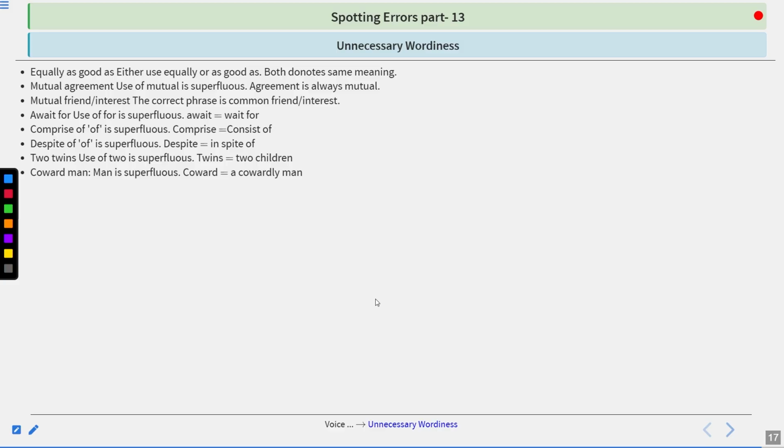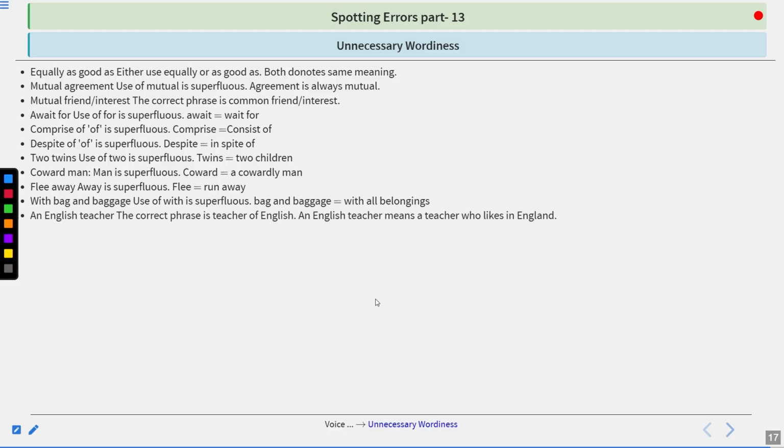Coward man. Man is superfluous. Coward means a cowardly man. Flee away. Away is superfluous. Flee means run away, so do not use away with it. With bag and baggage. Use of with is superfluous. Bag and baggage means with all belongings. An English teacher. The correct phrase is teacher of English. An English teacher means a teacher who lives in England.